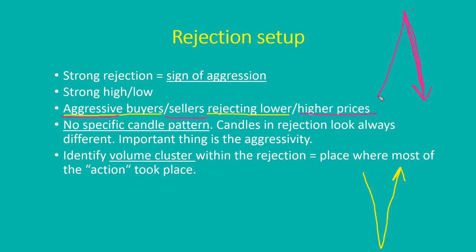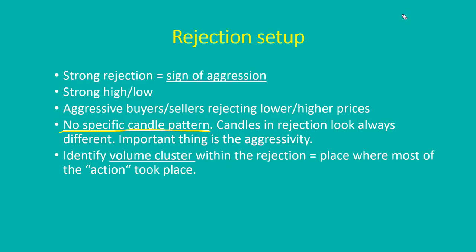The movement needs to be swift and the rejection must be really nicely visible. Alright, this is how it needs to look like. There is no specific candle pattern to this, so it can be one candle, for example pin bar, but it doesn't need to be pin bar. The important thing here is the aggressivity, how the price turned. So there is no specific candle pattern.